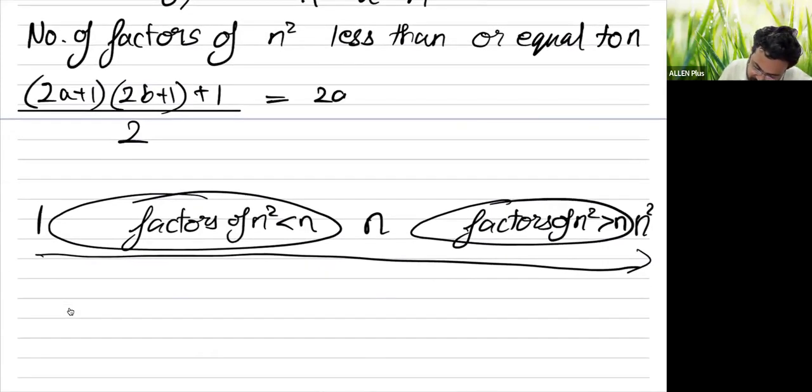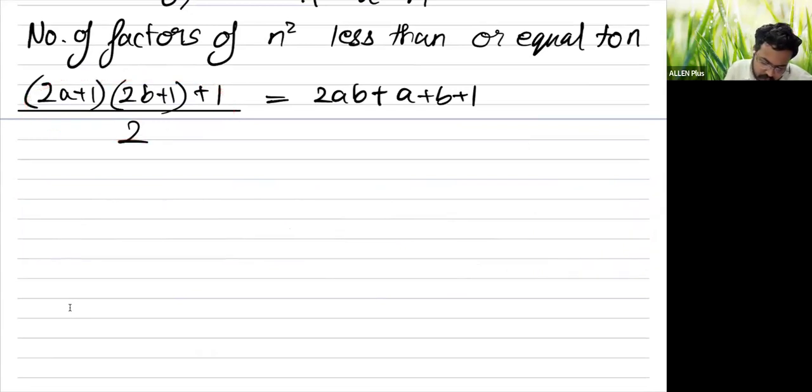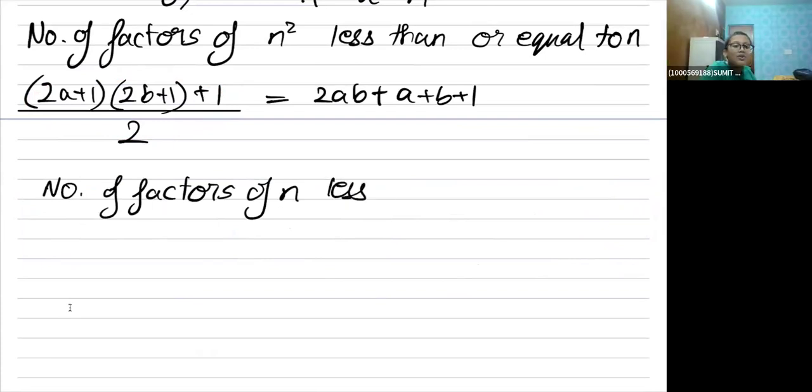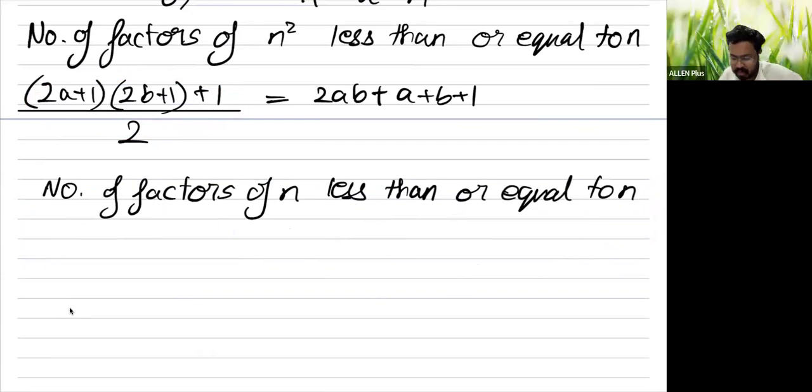This is directly 2ab plus a plus b plus 1. I've just simplified this out. Okay. And the number of factors of n. So it is less combinatorics, more algebra and number system. Yeah, we can say it is combinatorics, only the formula is derived by combinatorics in the end. There will be lots of questions that are based on multiple topics. So the number of factors of n less than or equal to n will be, this is simply a plus 1 into b plus 1.